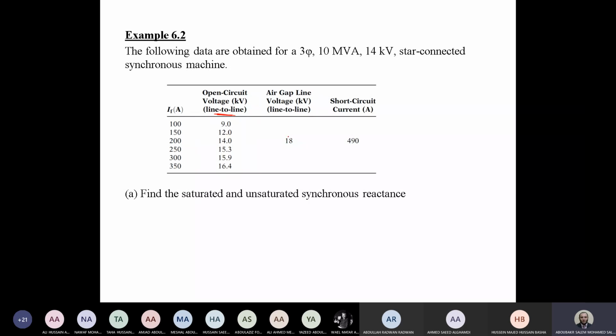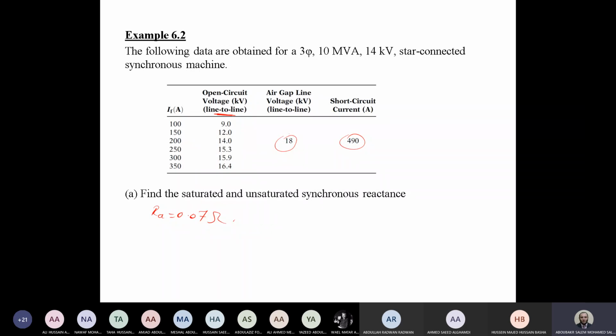And you have only one point for the air gap line and the short circuit current. Of course, the air gap line is a linear curve, so one point with zero is sufficient. And the same is also true for the short circuit test: you can plot the short circuit characteristic by means of one point and the zero point. What is required here? Find the saturated and unsaturated synchronous reactance, knowing that R_A equals 0.07 ohm. So it's given in the example.